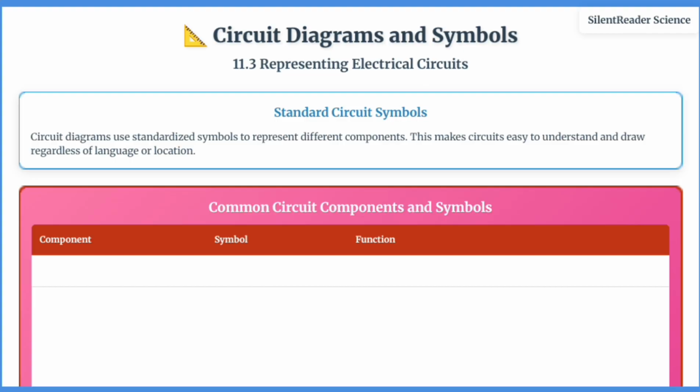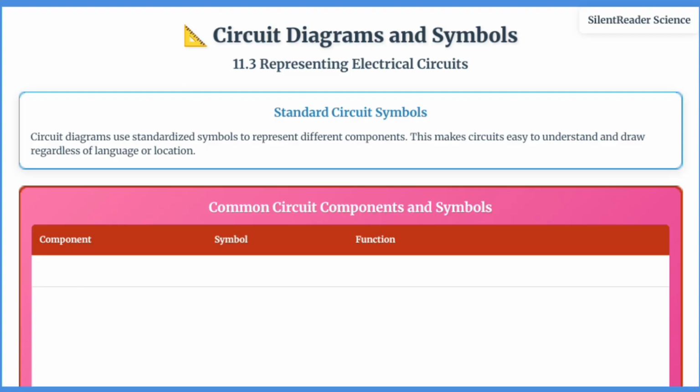Before we proceed further, let's learn how to represent electrical circuits using standardized symbols. Circuit diagrams use specific symbols to represent different components, making circuits easy to understand regardless of language or location. An electric cell is represented by a long and short parallel line, with the longer line representing the positive terminal. A battery is multiple cells connected together. A switch in open position is shown as a break in the line, while a closed switch completes the circuit.